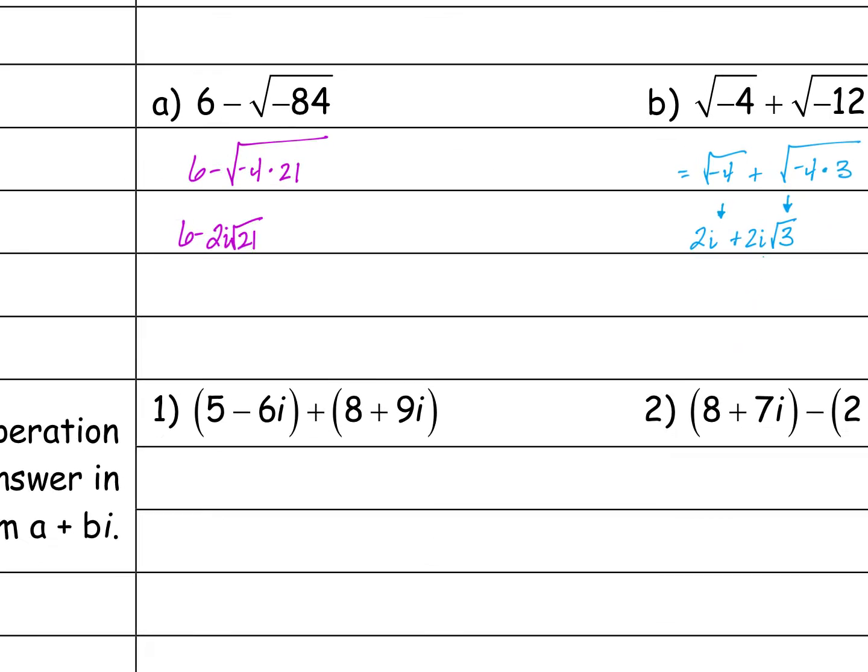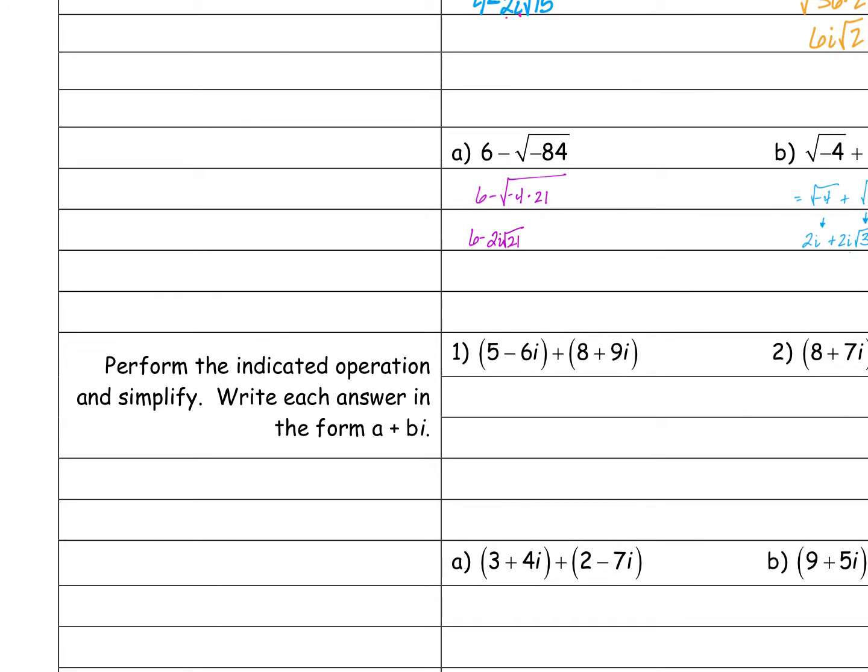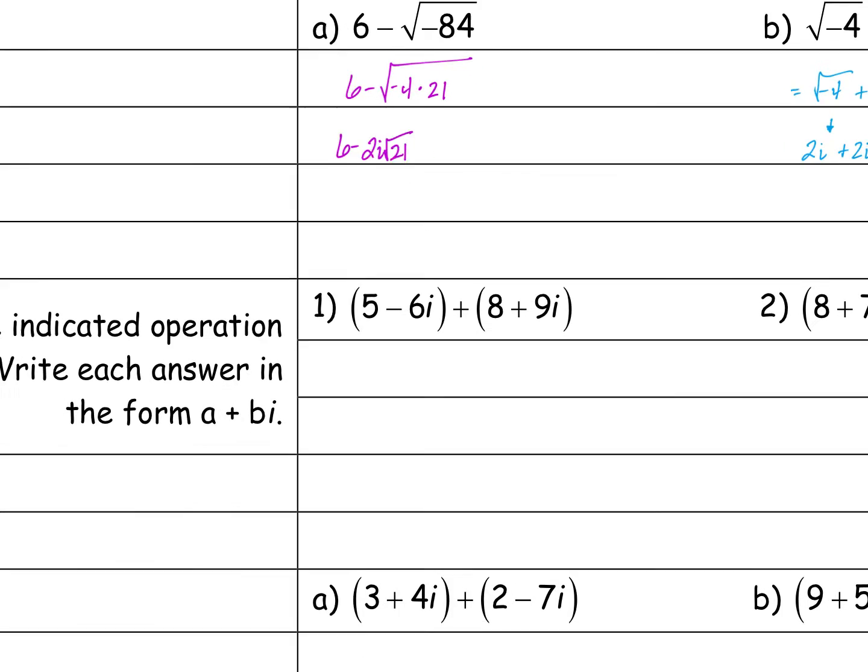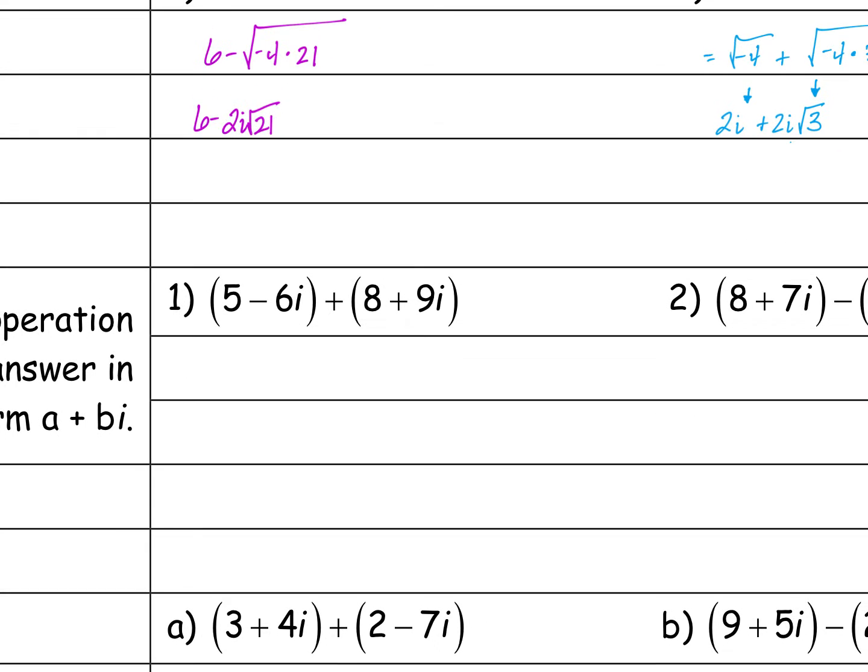Okay, now we're going to go to something easier, though. We're going to perform the indicated operation and write our answers in the form a plus bi. So the i has to be last. The first thing we're going to do is add, right? It's super easy to add i's. I'm just going to combine like terms.